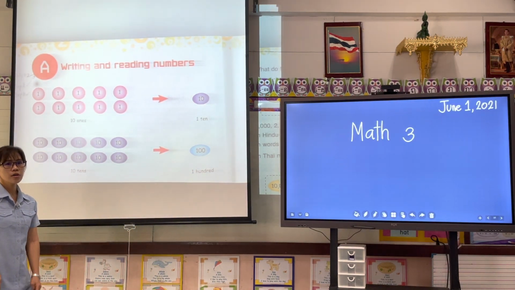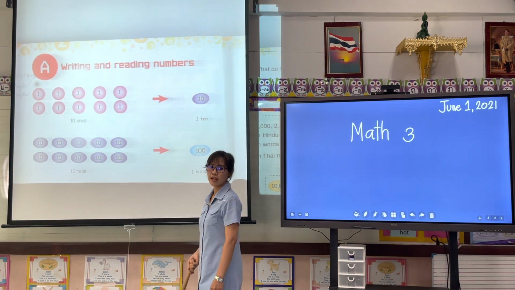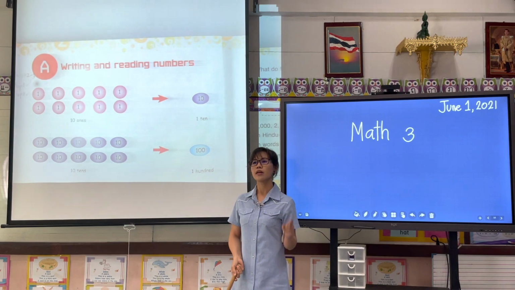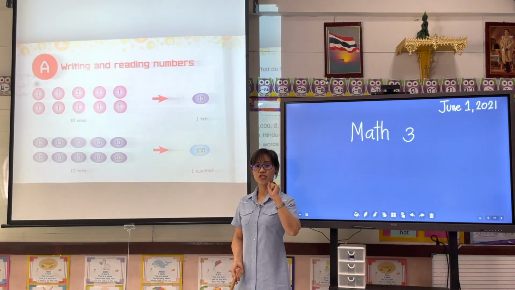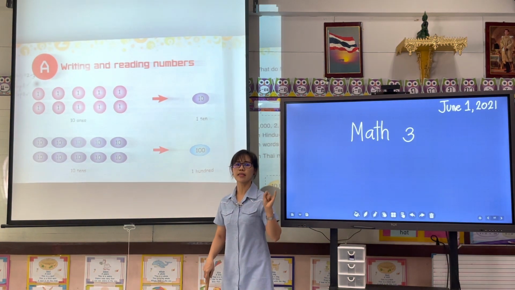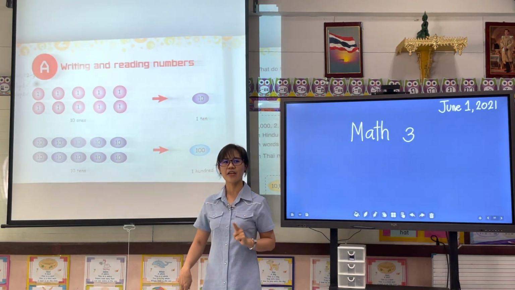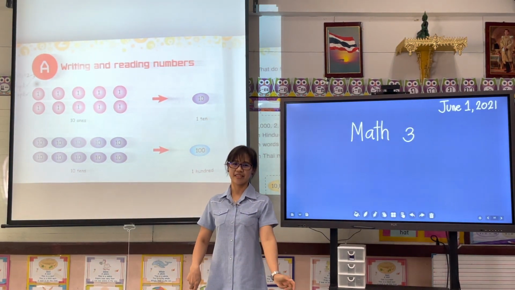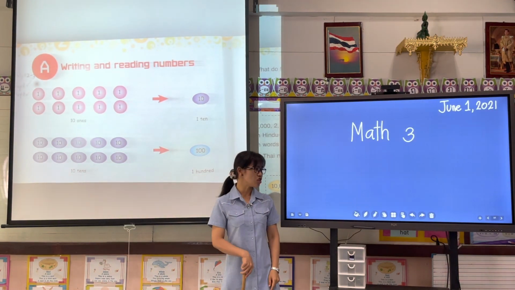All right, so at first, we are going to count. Let's try to count our 1 digit. So let's start at 0. Ready, go. Count with me. 0, 1, 2, 3, 4, 5, 6, 7, 8, 9. Okay, so those are 1 digit or single digit.